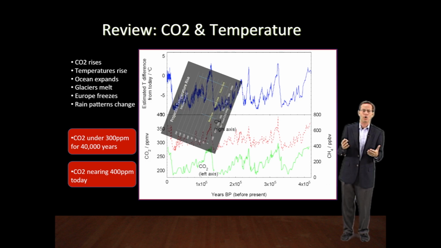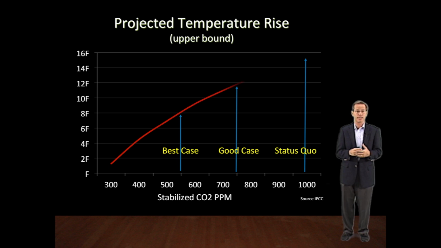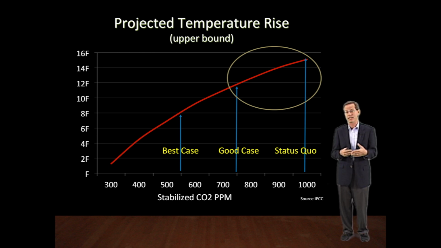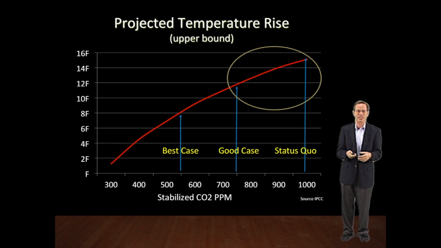And the projected temperature rise in the IPCC itself is this. The best case is about 8 degrees Fahrenheit, which would tie to the 550 ppm stabilized CO2. At 750 ppm, we're looking at really a good case that takes us to 12 degrees. And sort of status quo, if we keep doing what we're doing, at some level, the upper bound, even in the IPCC, takes us to some 14 to 15 degrees Fahrenheit with 1,000 ppm in the atmosphere. So this is right out of those charts, and this is not meant to scare anyone. It just is what it is.